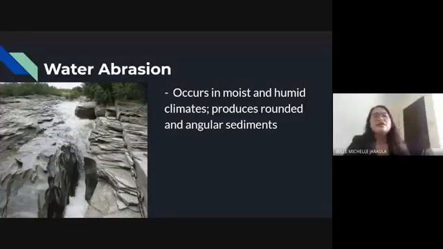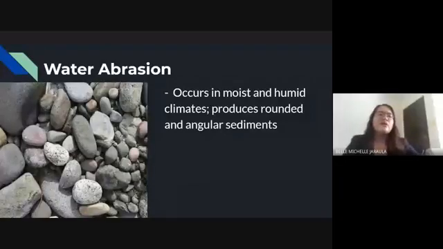The next one is water abrasion. It occurs in moist and humid climates, and produces round and angular sediments. Water is very good at bringing various substances like rocks in its flow. Once those particles hit another rock, it breaks too. That is what happens with water abrasion. This is why it is angular. The water flows in only one direction, so the abraded rocks take an angular form. You won't see water flowing back and forth. One direction only for water abrasion. This is what you can see, very angular, flat rock.